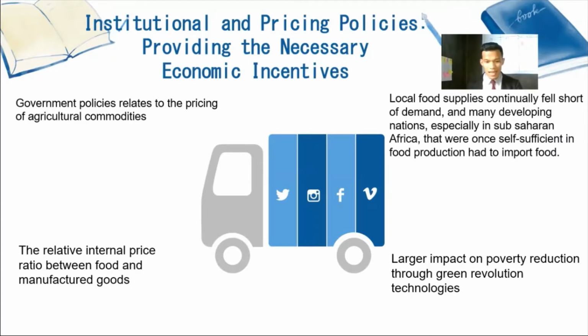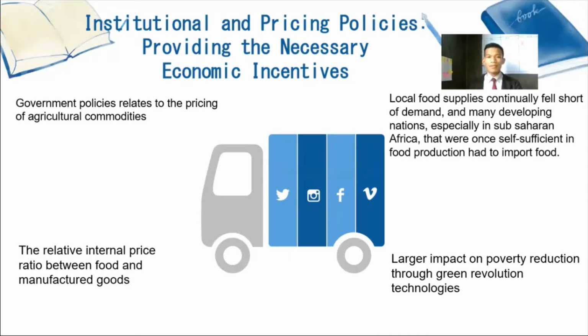Another critical area of many past and some continued biases in government policies relates to the pricing of agriculture commodities, especially foods, grains, and so on. Okay, farmers were paid prices below either competitive or free market international prices. The relative international price ratio between food and manufactured goods, the domestic terms of trade.